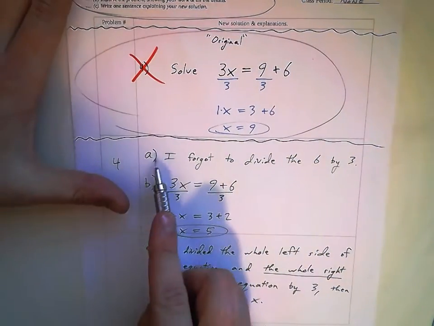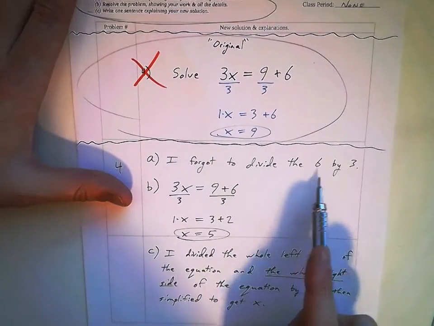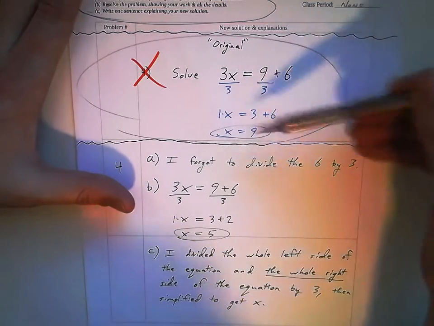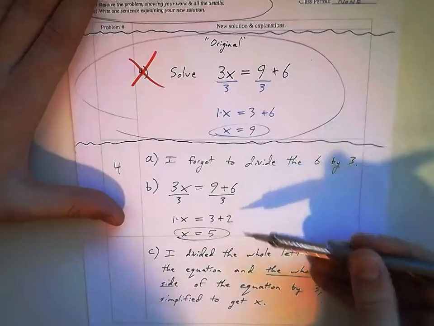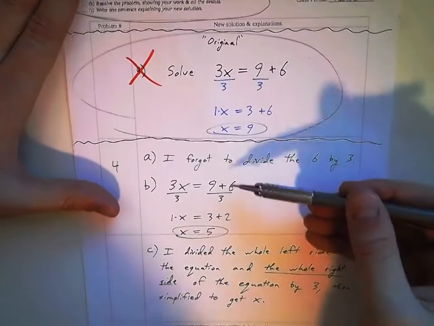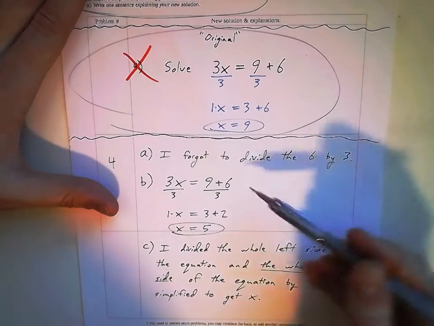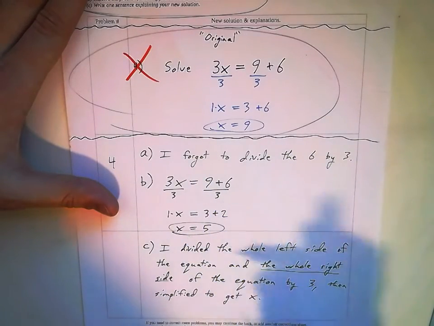So first part, A: what did I do wrong the first time? I forgot to divide the 6 by 3. Okay, that's where I messed up the first time. B, re-solve it, showing all those steps and getting the right answer this time. So I redid it, doing it correctly, and I got my final answer.